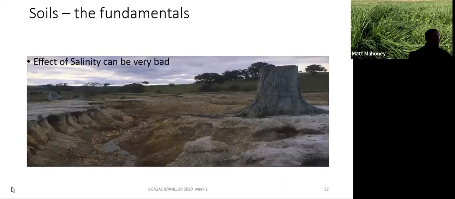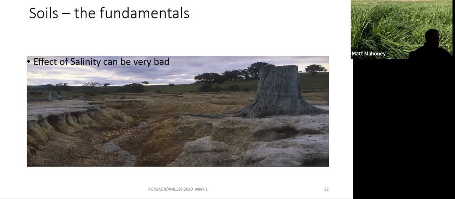Here's just a show of the effect of salinity, of how bad it can be. You can see here deeper rooted trees have obviously been removed. The water table's risen up, it's become very salty, and nothing's grown there. Surface water's come through, causing erosion. This obviously needs a lot of management now that it's gotten to this stage, and so you really need to put together a whole farm plan to manage these areas.